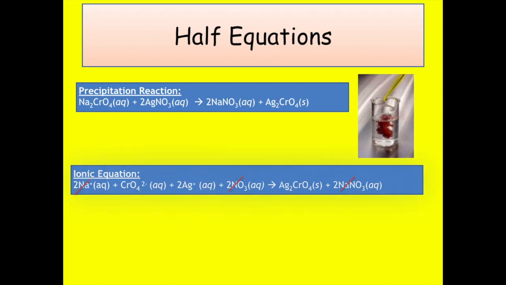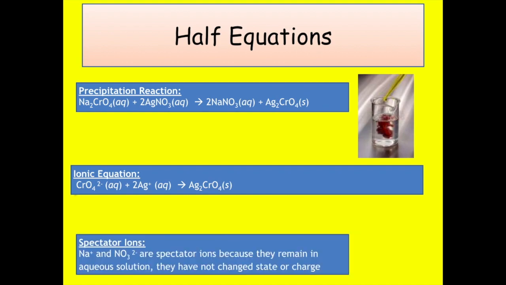So we can basically drop those from the equation and then look what's left. We've got chromate aqueous, but on the right it's a solid. We've got silver aqueous, but on the right it's a solid. So those are the ones we're going to be interested in. The spectator ions are called spectator ions because they remain in aqueous solution. They have not changed their charge and they have not changed their state from the left reactant side to the right side, the product side. So that's the first thing to understand.